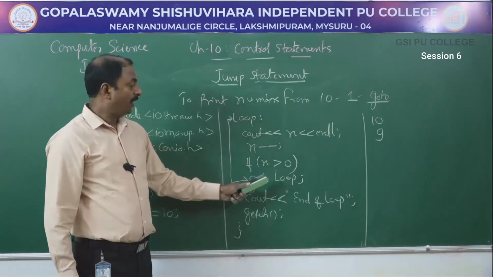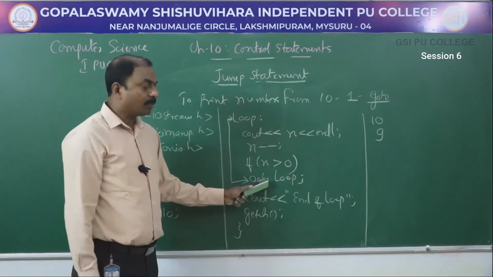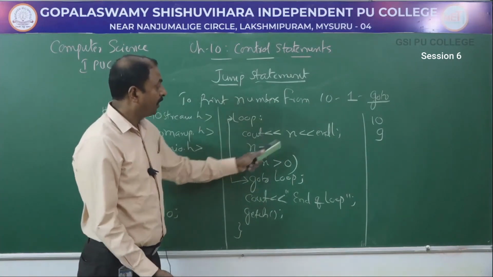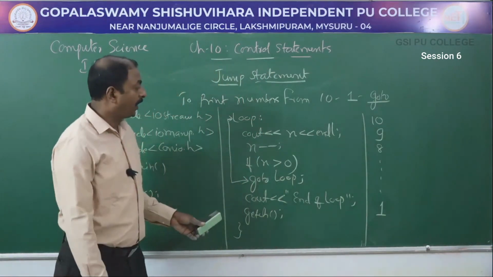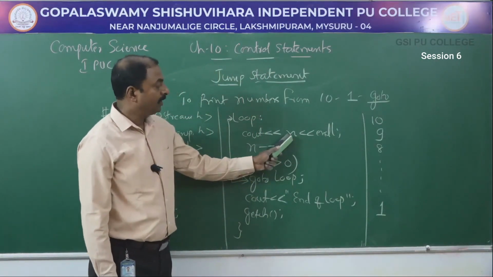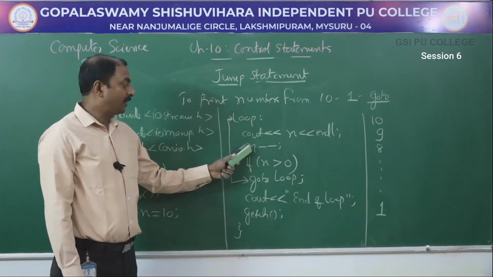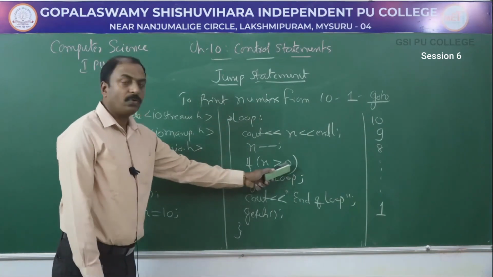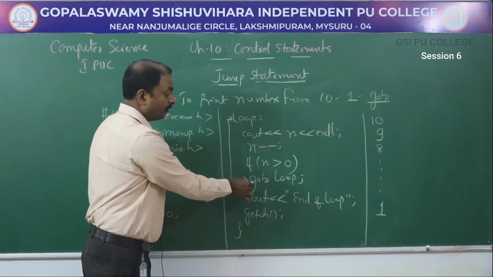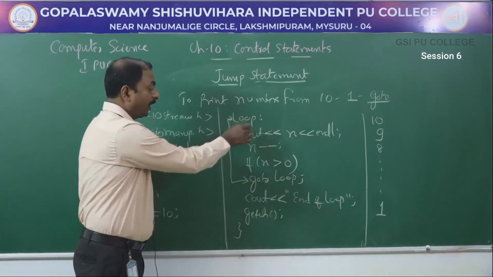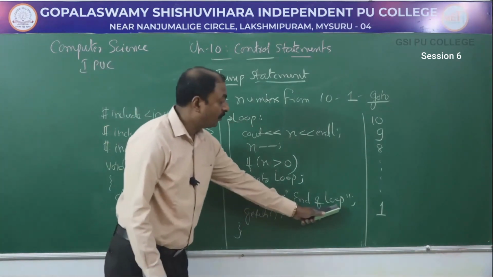8 is greater than 0, so again goto loop. It is going to repeat the control transfer from here to this point. It is going to print 9, 8, down to 1. After printing the value of n as 1, it is decremented by 1 and becomes 0. Now 0 greater than 0, the condition fails here, so it will not execute this statement. So control will not transfer from here to this point, and it goes to the next statement. Accordingly, it is going to print end of loop.